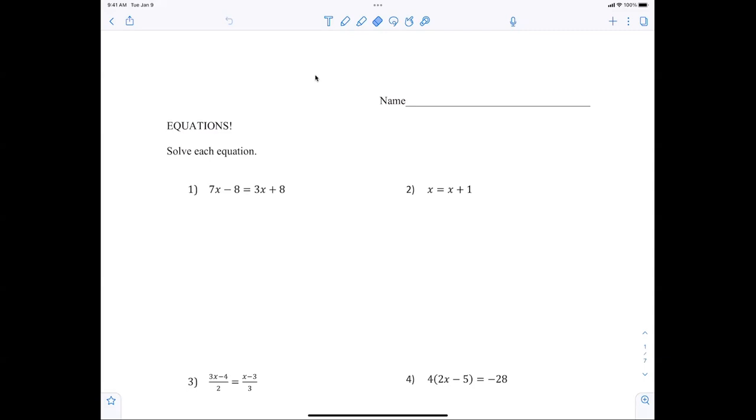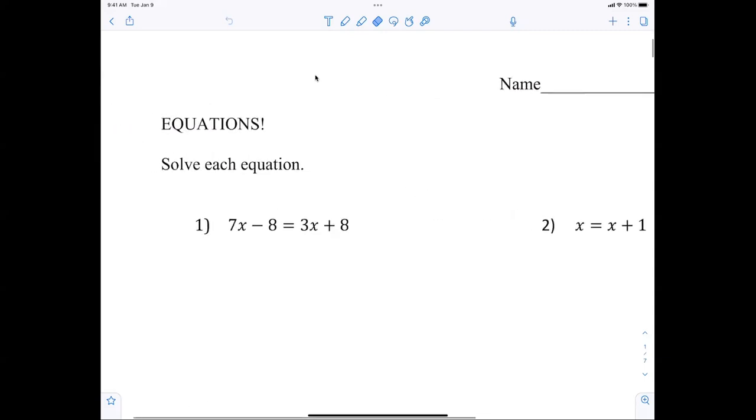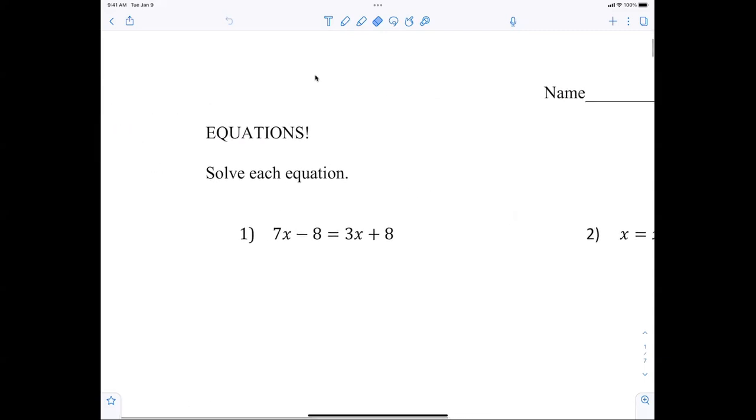All right, question number one. Now what I want to look at real quick is just give you a little heads up on this right here, that now we have equations with variables on both sides.